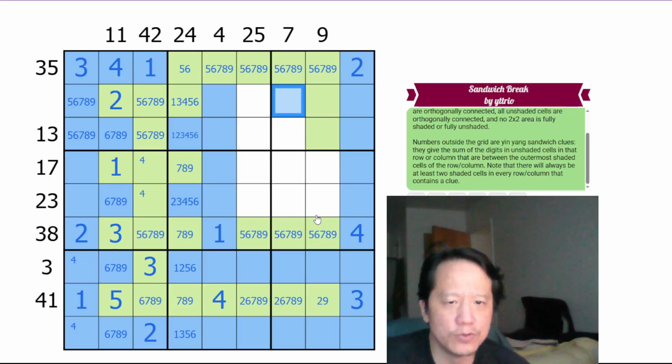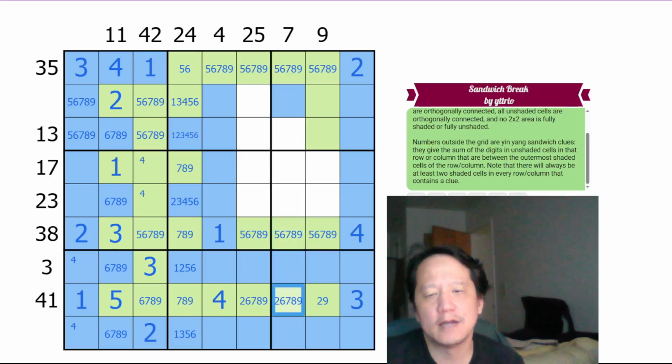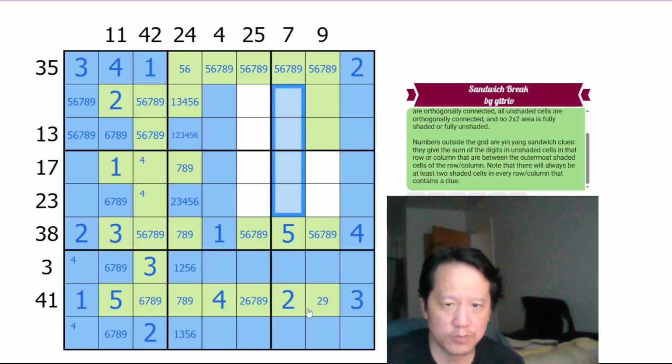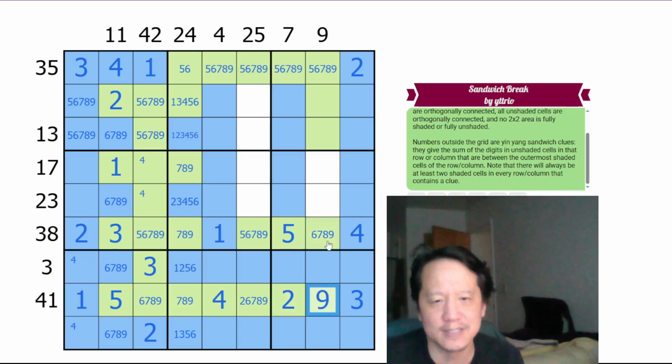This is blue. Therefore, these two digits must add up to 7 at least, or at most, and therefore this is 2, 5. Therefore, these are all blue. So these are all blue. This 2 and 5. This can no longer be 5. 2 eliminates 2 here, so that's 9.